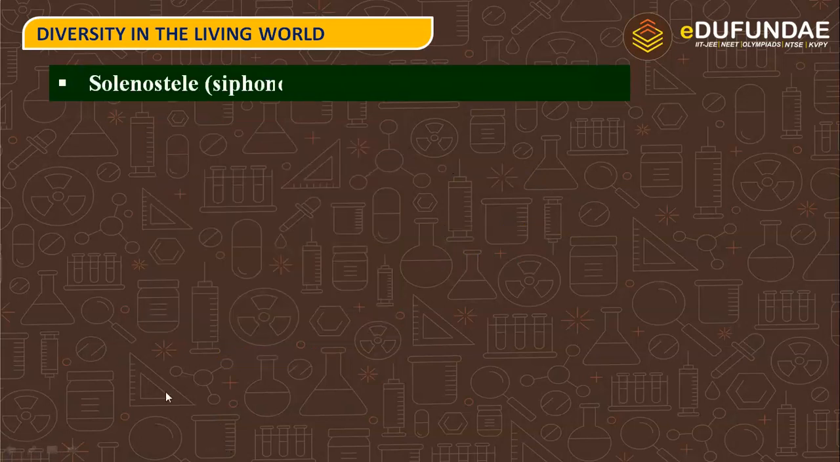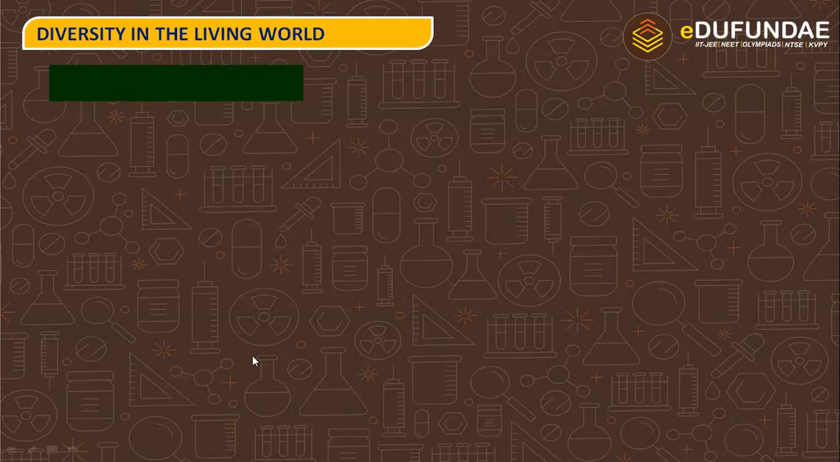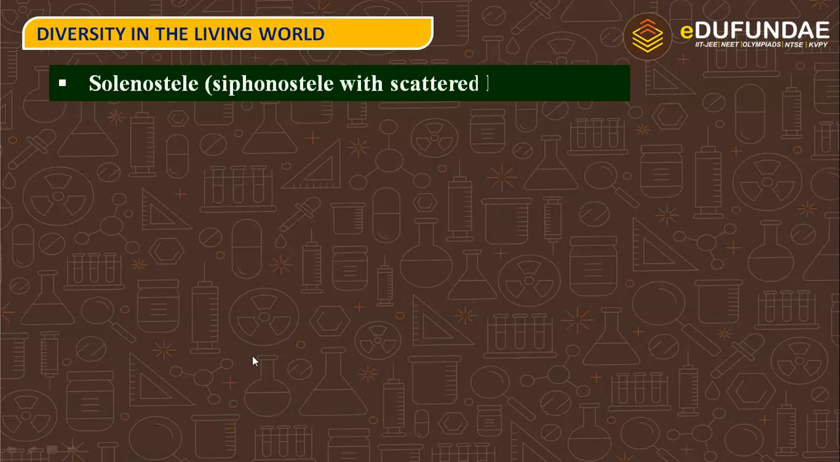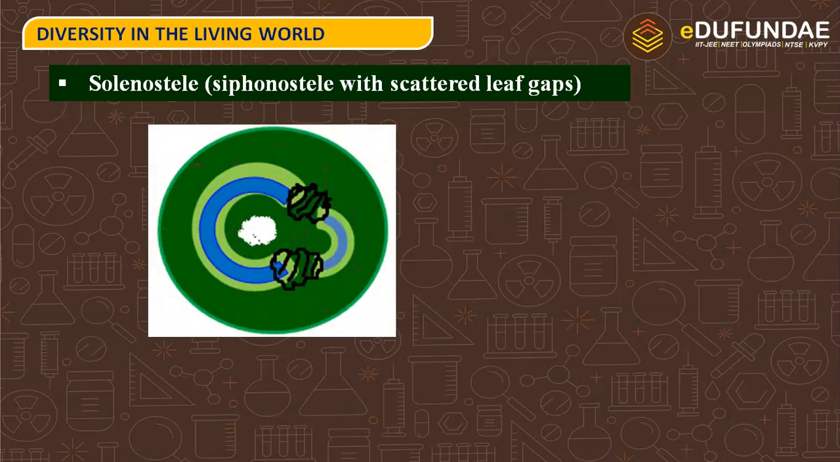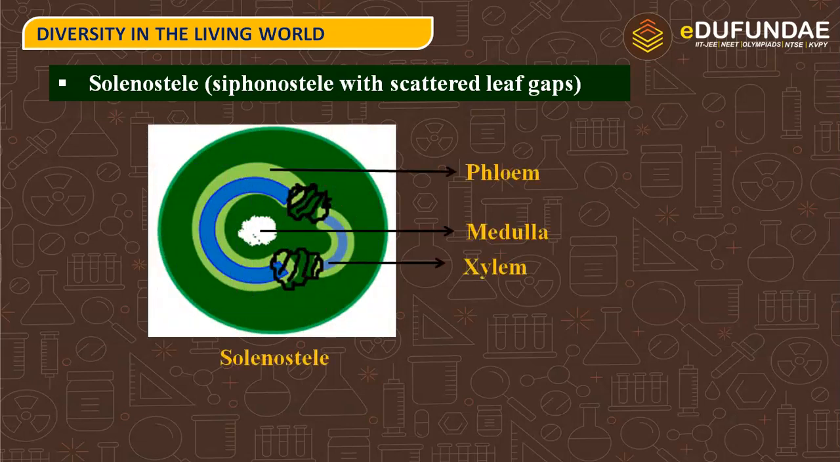Next we have the solenostele. It is the siphonostele with scattered leaf gaps. So here we can see that there is the presence of medulla in the center. We have the surrounding structure of the xylem and again it is surrounded by phloem. But in between we can see the scattered leaf gaps and that is why it is another kind of stele, that is the solenostele. So these are the leaf gaps that we can see in the structure.